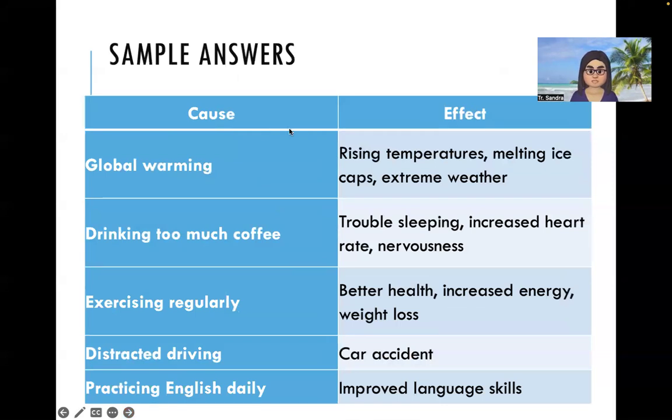So global warming, what will be the effect? There will be a rise in temperature, melting ice caps, and extreme weather. So if we drink too much coffee, we will have trouble sleeping, increased heart rate and nervousness. And if we exercise regularly, we will have better health, and there will be increased energy and weight loss. And then what about distracted driving? There will be car accidents. Okay. And what about practicing English daily? So improved language skills, right? Okay.